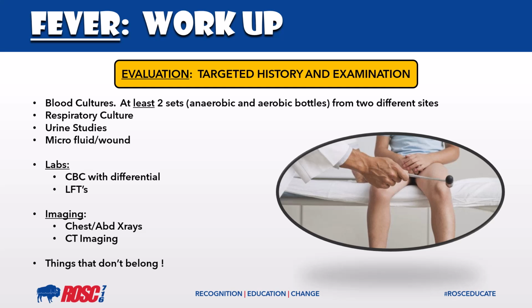With all cultures, it's important to obtain those cultures prior to the administration of antibiotics as long as there's not a delay in care. What's a delay in care? Surviving Sepsis Campaign defines that to be 45 minutes. Labs could include CBC with differential and LFTs. Imaging could be anywhere from radiographs to white blood cell tag scans. And then lastly, things that don't belong. Source control is important in sepsis. PICCs, central lines, and indwelling urinary catheters need to come out if appropriate.